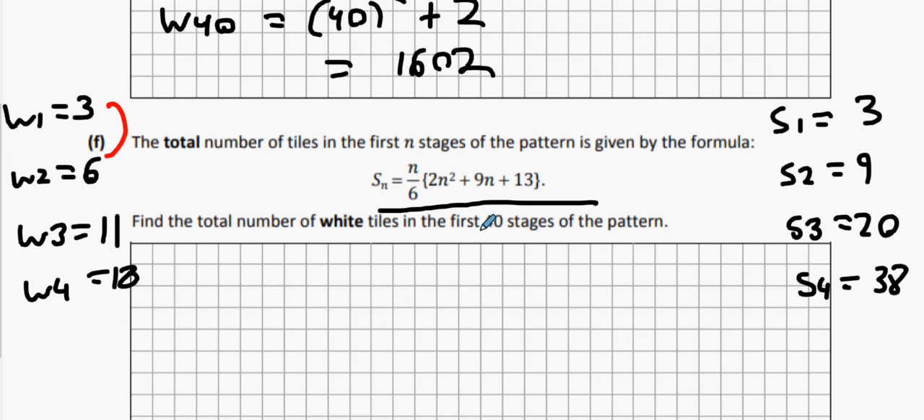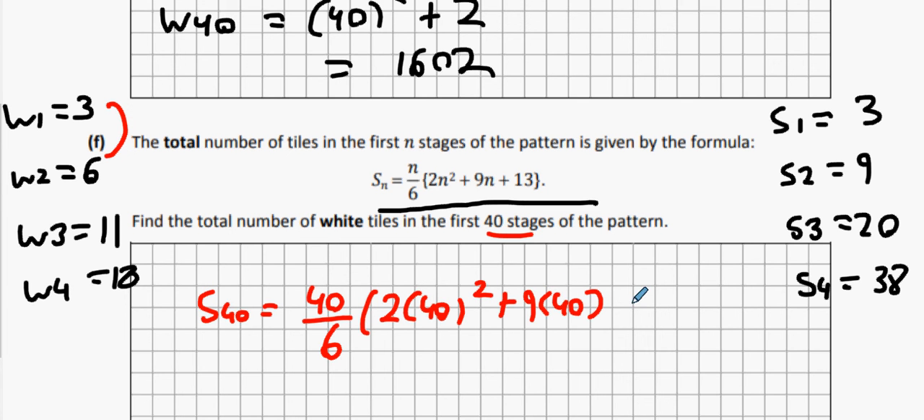So you want S40, the total number for the first 40 patterns. So all you need to do is replace n with 40 and you're done. Throw it all into the calculator. And you should get an answer of 22,220 tiles. Pretty damn large, isn't it?